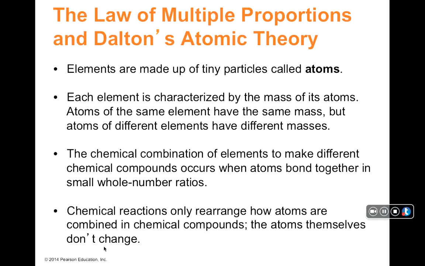So here are just some of the main components of Dalton's atomic theory. Elements are made up of tiny particles called atoms. We know each element has a particular mass of its atoms, that atoms of that element always have the same mass, but atoms of different elements have different masses, and that we can combine elements together to make different compounds. When we do that, the atoms combine together in small whole number ratios. Chemical reactions only rearrange how the atoms are combined, so the atoms themselves don't change. Nuclear reactions obviously represent ones where the atoms themselves can change.